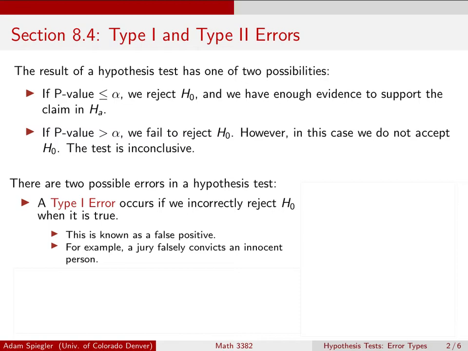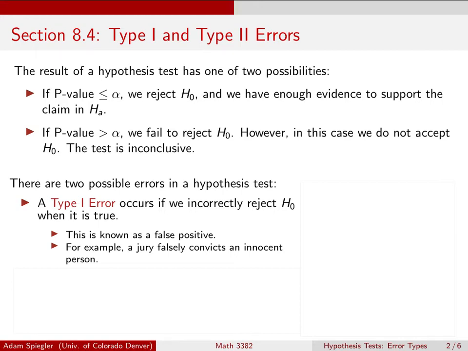So a type 1 error would be summarizing the situation when we have a false positive, right? We think that the test is significant, but in fact it's not. So we rejected the null hypothesis when in fact it was true. So a type 1 error is a false positive. It's when we reject the null hypothesis when in fact the null hypothesis is true.